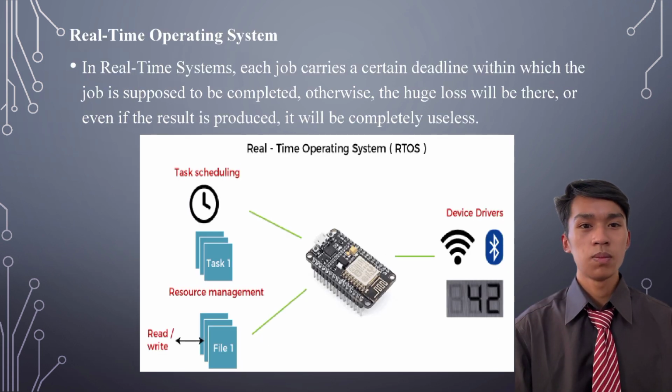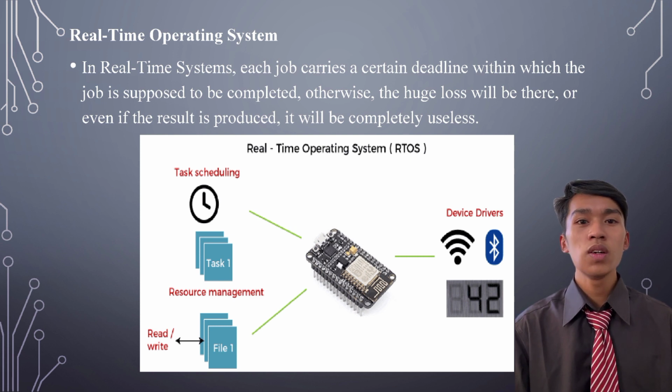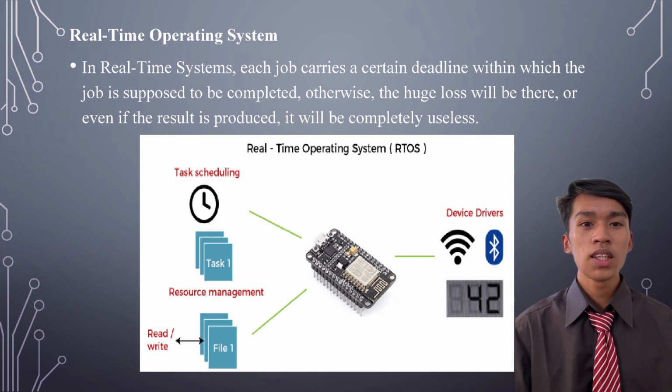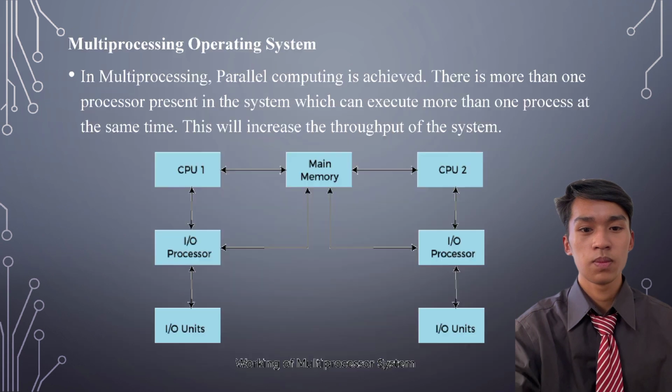Real-time operating system. In real-time systems, each job carries a certain deadline within which the job is supposed to be completed. Otherwise, a huge loss will occur, or even if the result is produced, it will be completely useless. These types of operating systems serve real-time systems. The time interval required to process and respond to inputs is very small. This interval is called the response time.